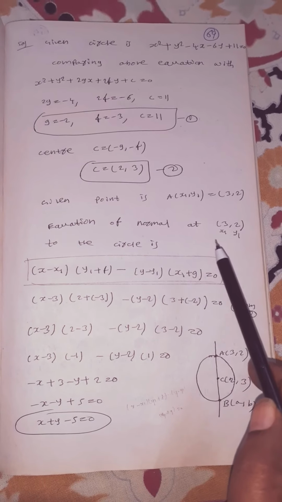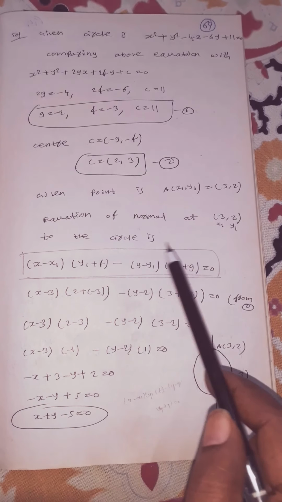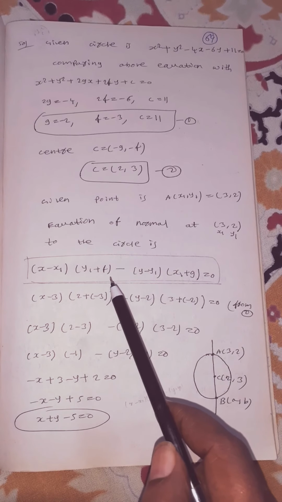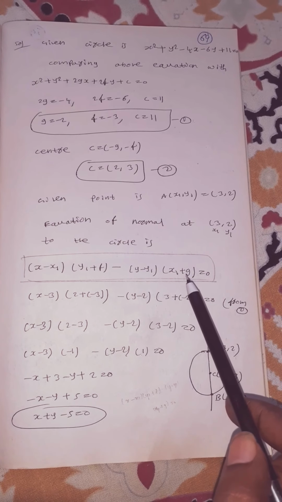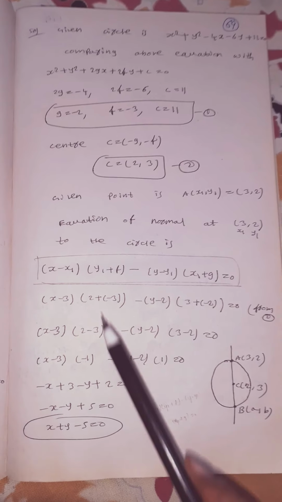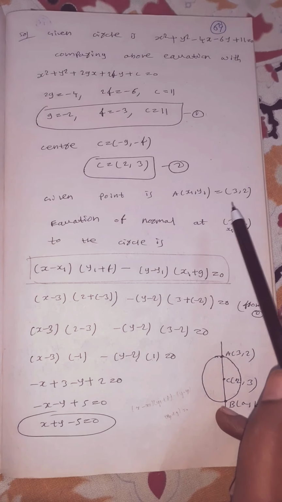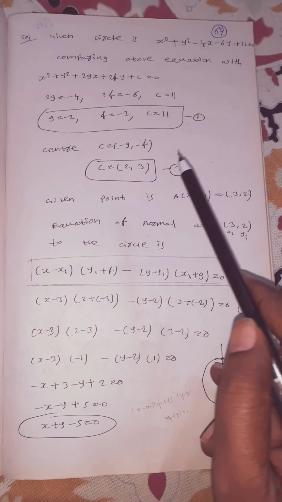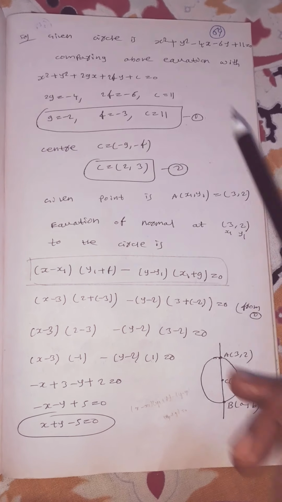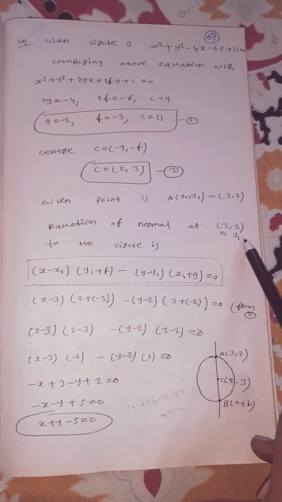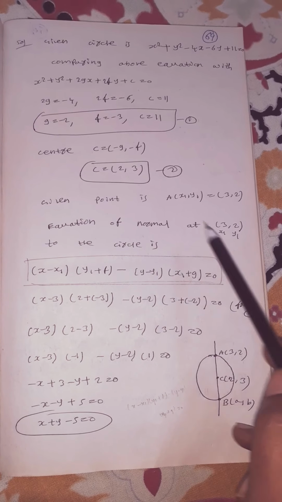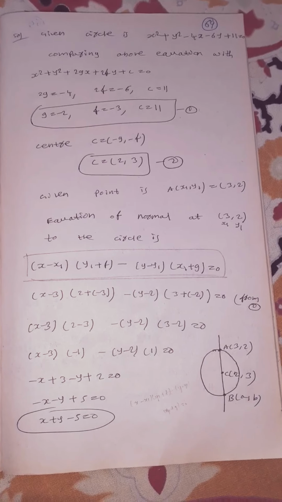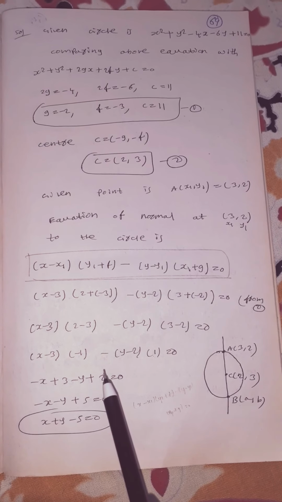So the equation of normal at (3, 2) to the circle is, this is the formula I have given: (x minus x1)(y1 plus f) minus (y minus y1)(x1 plus g) equal to 0. Here x1 value is 3, so x minus 3, substitute here. y1 value is 2 plus f value, how much? Minus 3. Minus (y minus y1), y1 value is 2, (x1 value is 3 plus g value is minus 2). From 2, I wrote. From 1.